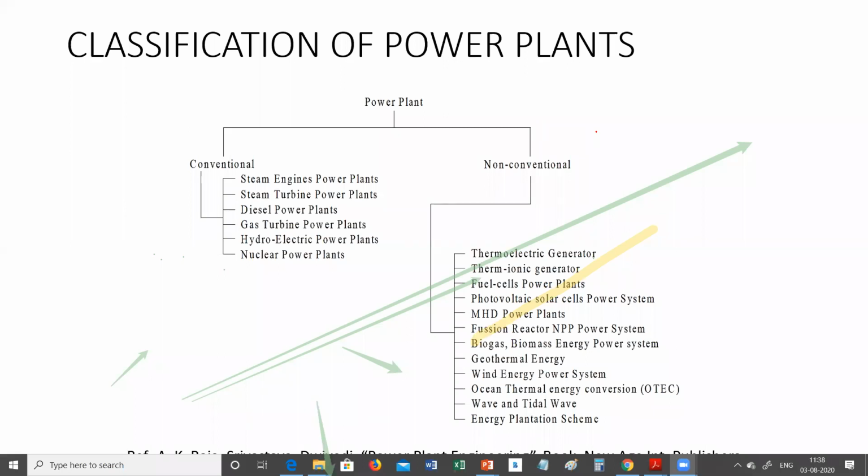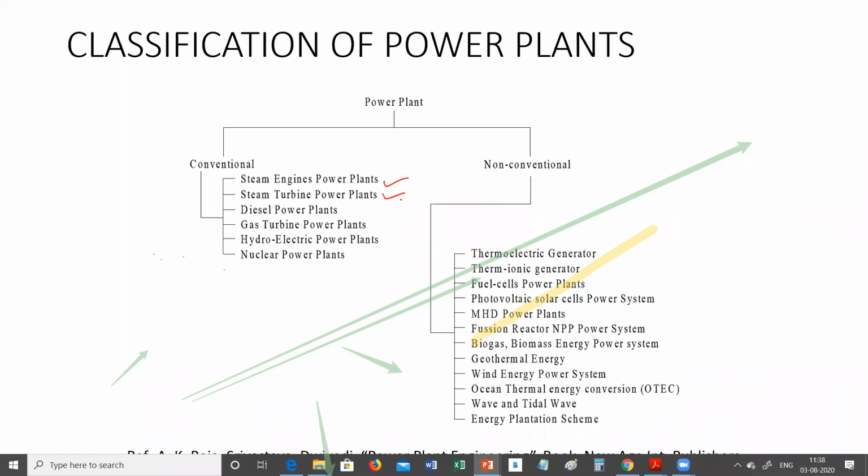Okay, the energy sources we have seen, the energy from those sources can be grasped using these power plants. Okay, we can use a steam power plant, or steam turbine power plants.